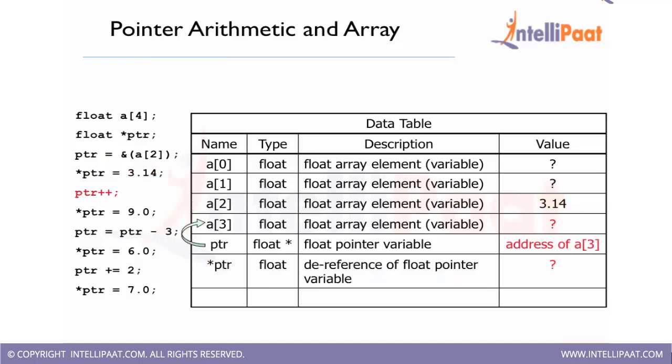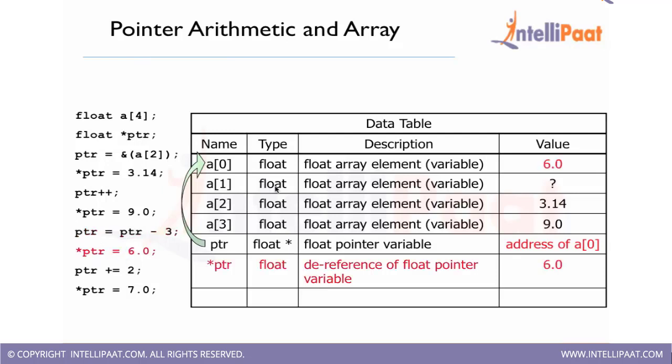I am doing ptr plus plus, so it will increment my pointer to the next float, which is a3. Value at ptr equal to 9.0, so again a3 will be equal to 9.0. Then ptr equal to ptr minus 3, so I am decrementing my pointer by 3, so it will point to a of 0.